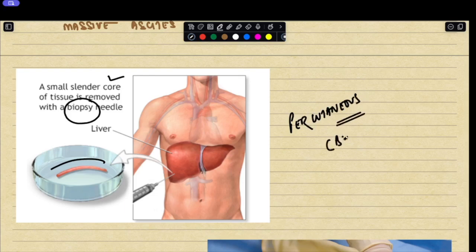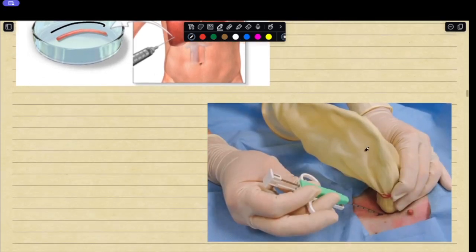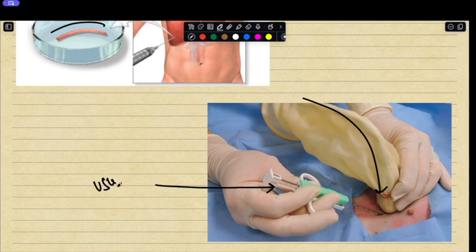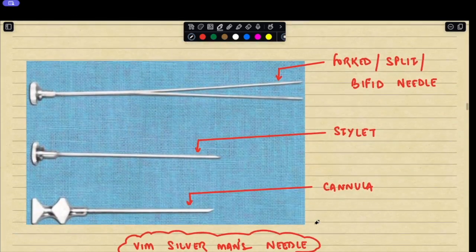This is the blind one, where you are not working under any guidance, usually done in diffuse liver disease. Over here you can see the USG probe, and through this a Trucut needle is inserted. So this is USG or real-time imaging guided percutaneous liver biopsy, as we can appreciate over here. Now I will show you the needles that we are speaking about.